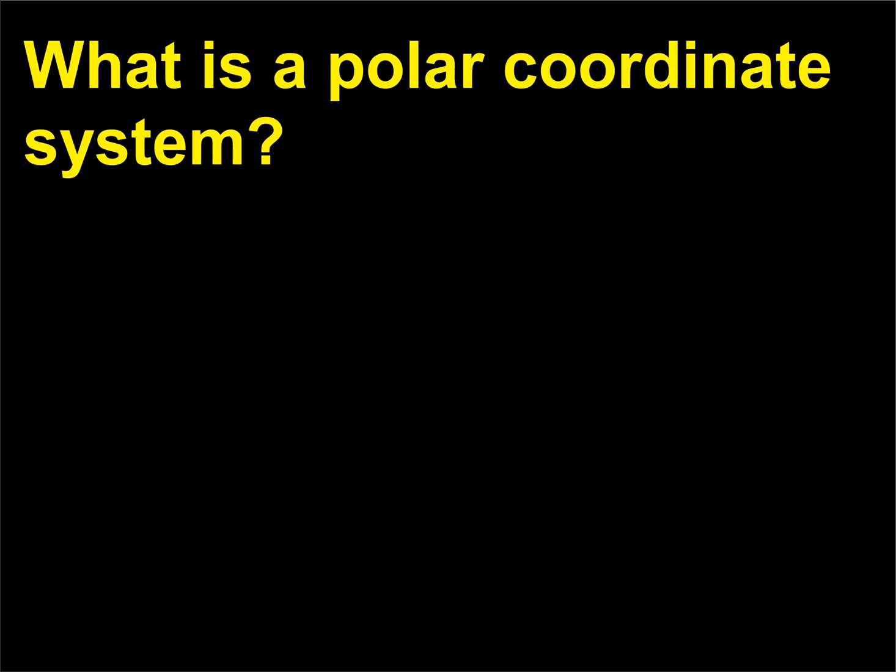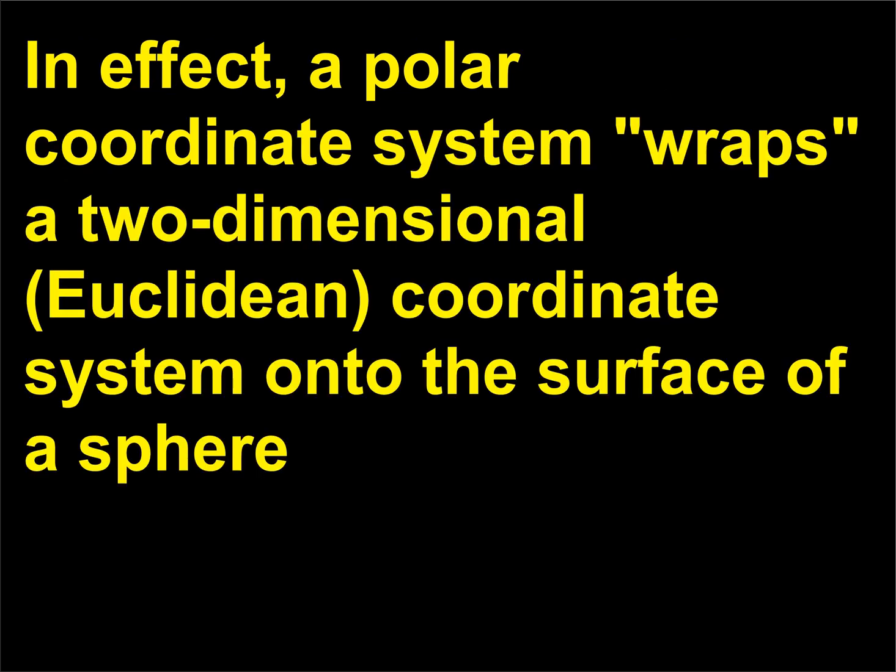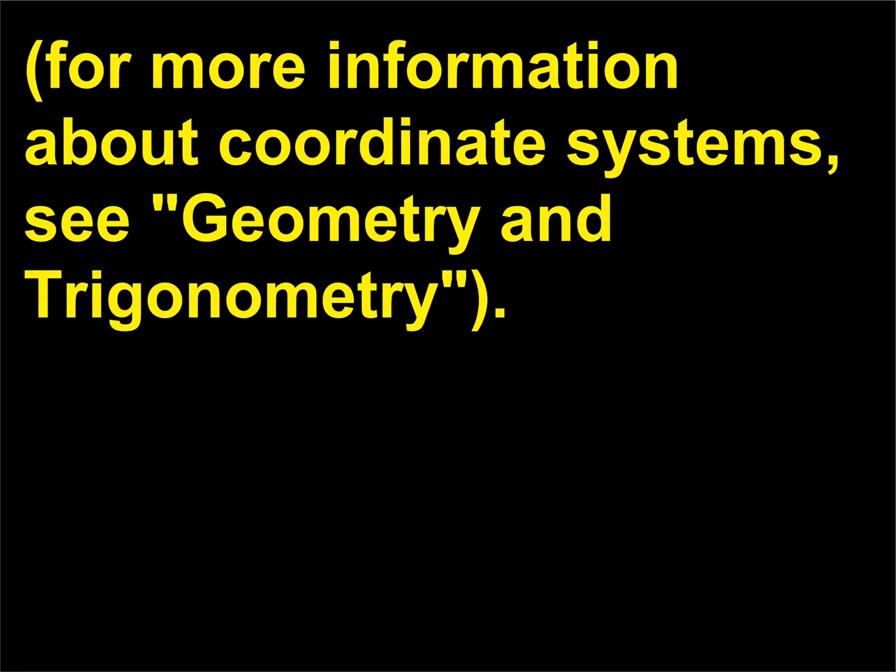What is a polar coordinate system? In effect, a polar coordinate system wraps a two-dimensional, Euclidean, coordinate system onto the surface of a sphere. For more information about coordinate systems, see geometry and trigonometry.